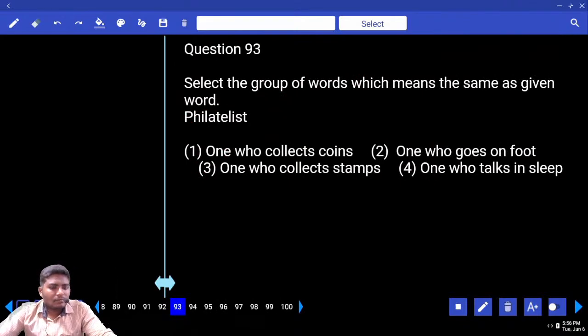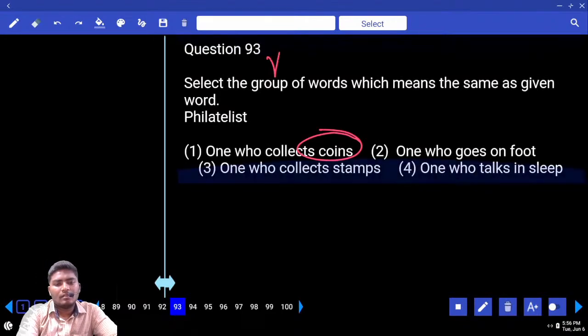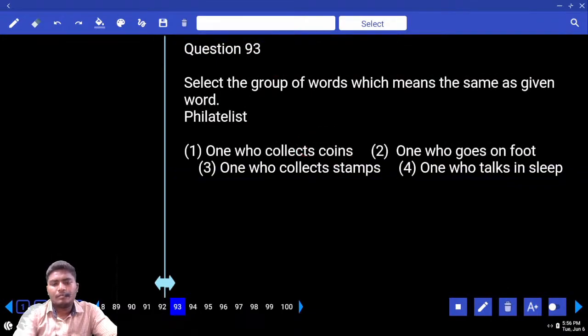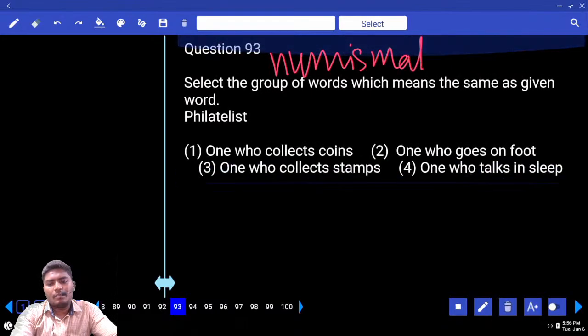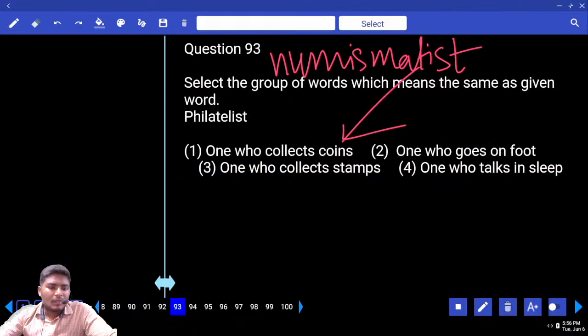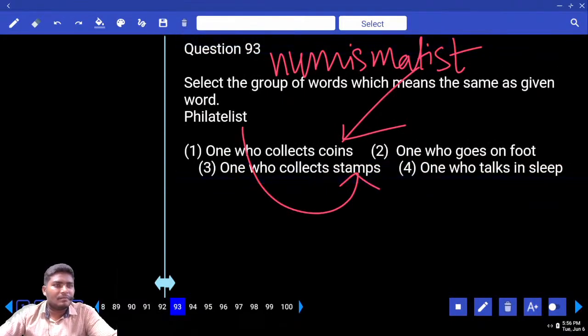Philatelist. Who is a philatelist? Who is the first one? One who collects coins. Who is he? Numismatist. Numismatist is a person who collects coins. Philatelist is a person who collects stamps.